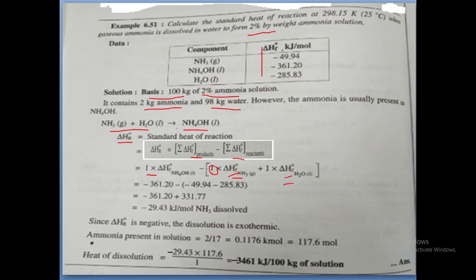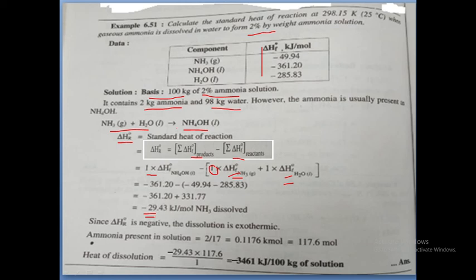So here all the values are known. Substitute here. Finally we get minus 29.43 kilojoule per mole. Are you clear or not? So this is a negative value. This is also an exothermic reaction. During the chemical reaction the heat is released. Are you clear or not? So the dissolution is exothermic.